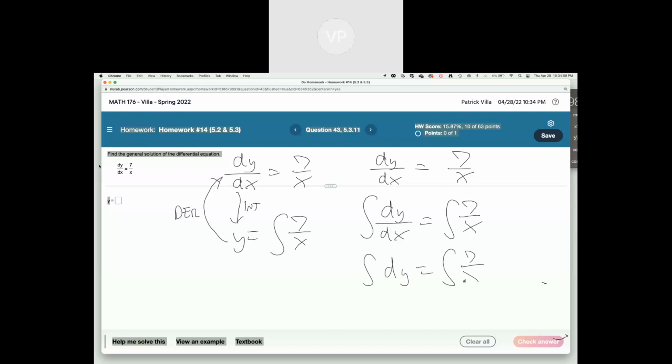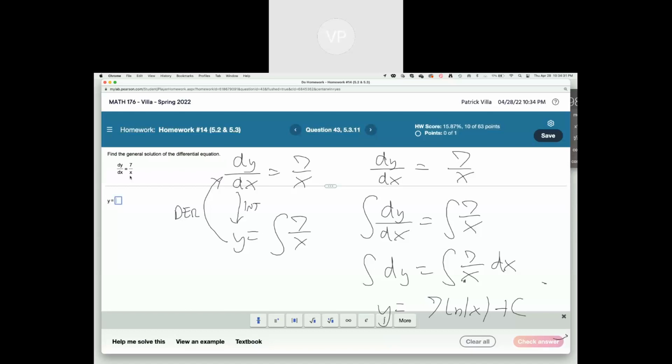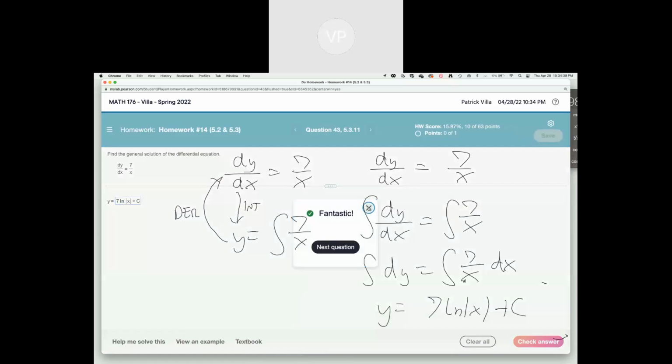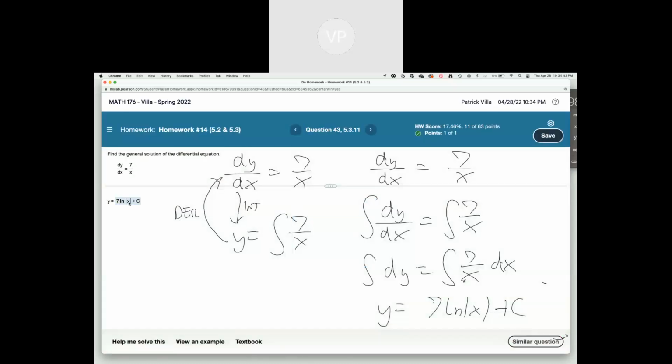And now you have two integrals because remember, an integral needs the d something to tell you what variable you're working with. So now on the left, the integral of dy is just y. On the right, the integral of this is going to be 7 natural log of x. 1 over x, remember, the integral is natural log of x. And then you have your plus c, and that should be what we have here. And don't forget to put the natural log of x because you will get marked wrong if you don't have that on there. If it's just x, they are going to mark it wrong. Okay, so that's it for number 43. That's all they want you to do, basically take the integral of both sides.